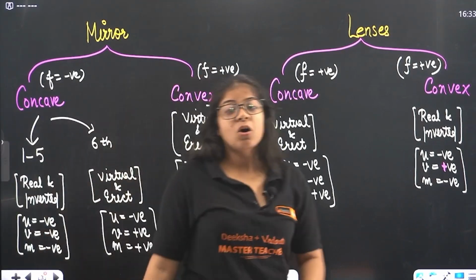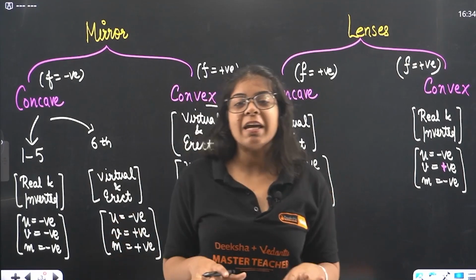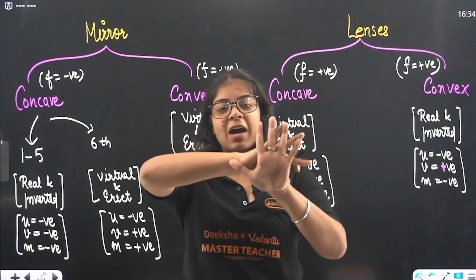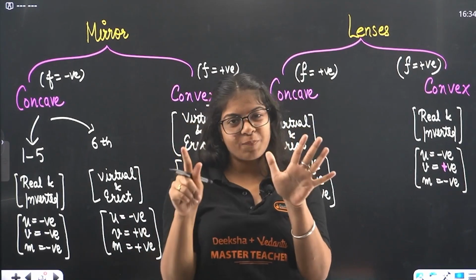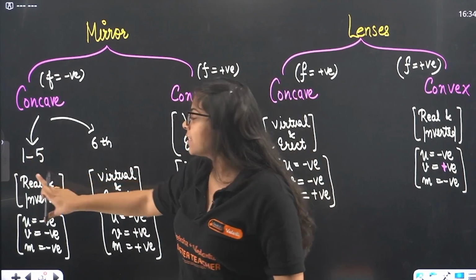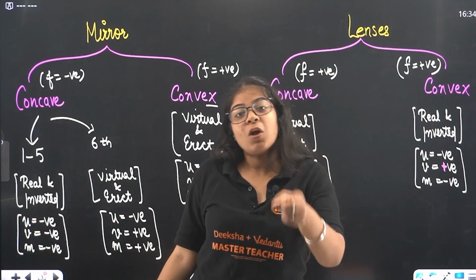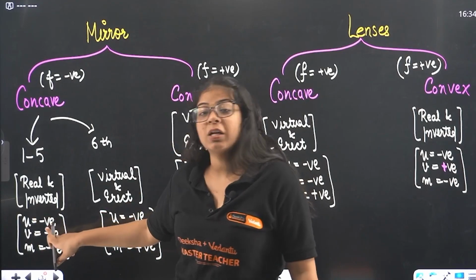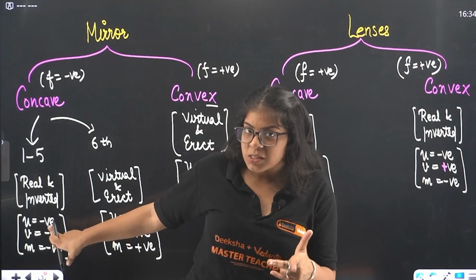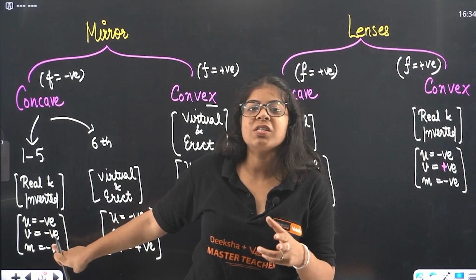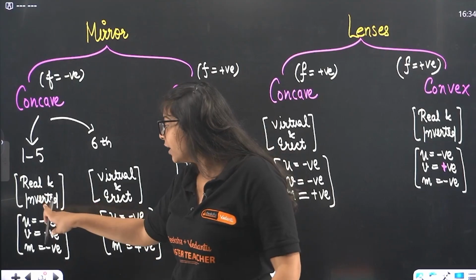Now beta, we talk about all the cases. A concave mirror has 6 cases. 5 are pretty normal, the 6th one is a stupid case. Now in the first 5 cases, we get a real and inverted image. We all know that. Following that, the sign convention: u is always negative, object distance is always negative. We know that image distance is always negative in case of real and inverted.